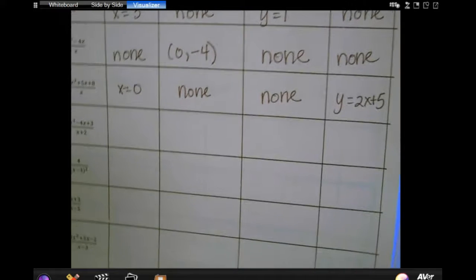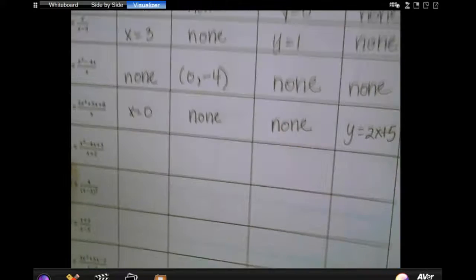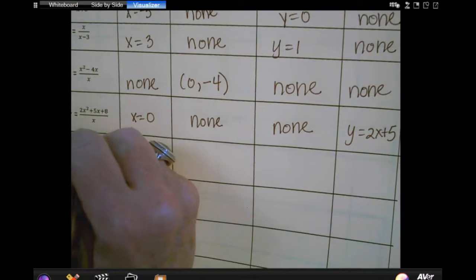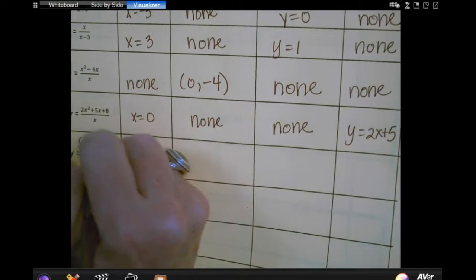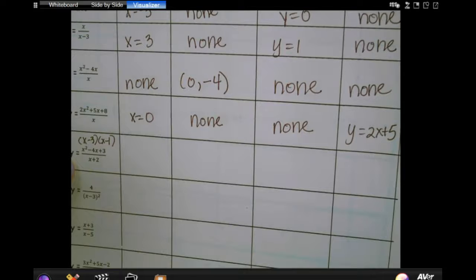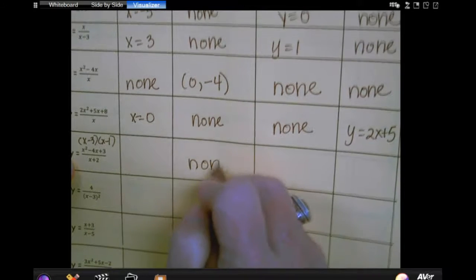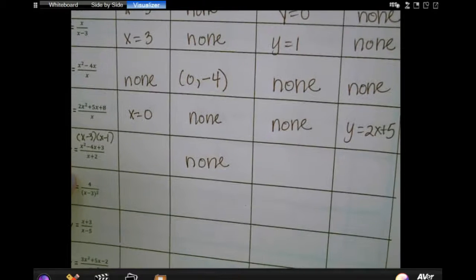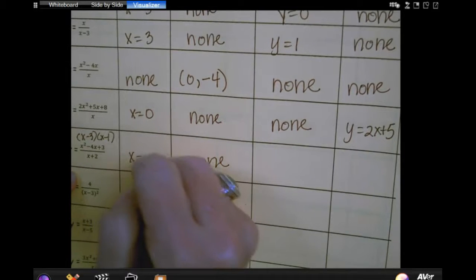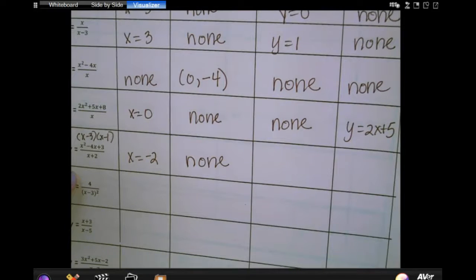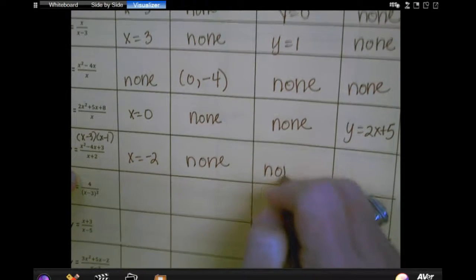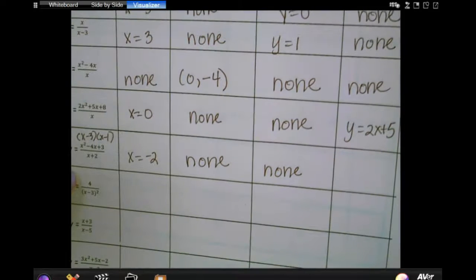Okay, so the next one. If I factor the top, I get x minus 3 and x minus 1. Does anything cancel? So no point discontinuity. My vertical asymptote comes from the bottom, so x equals negative 2. The horizontal asymptote, this is top heavy, so this is none, but it's top heavy by 1, so you do get a slant asymptote this time.